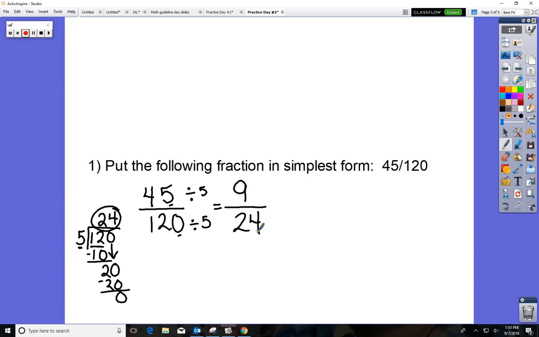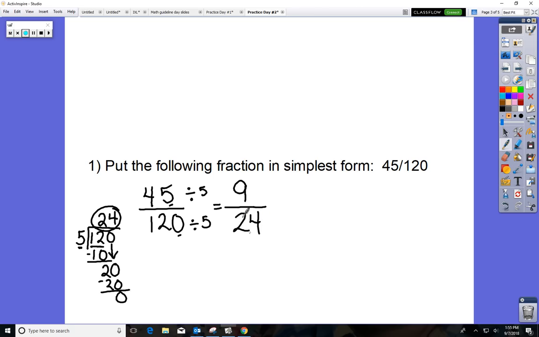Now when I look at the 9 and the 24, I have to think if they have any common factors. One way you can do this is look at the smaller of the two numbers and think of its factors. So I'm going to look at 9 and think of how I can make 9 with multiplication. Well, I know that 3 times 3 is 9, so it can be divided by 3. I also know that 24 can be divided by 3, but let's say I didn't.